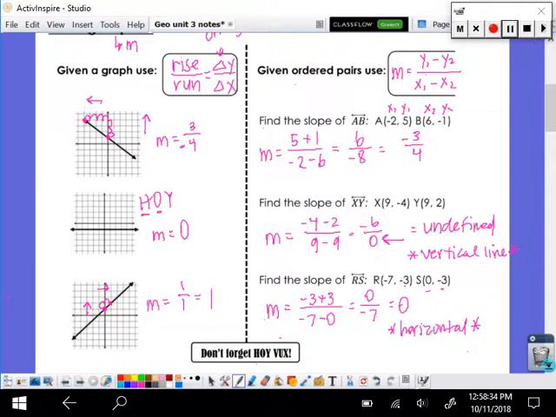Y2, Y1. So that is a review of slope. Going to the next page.